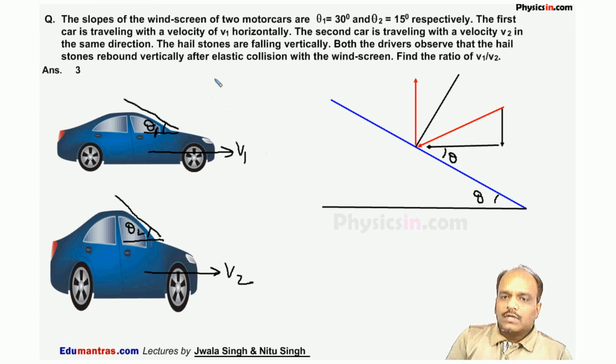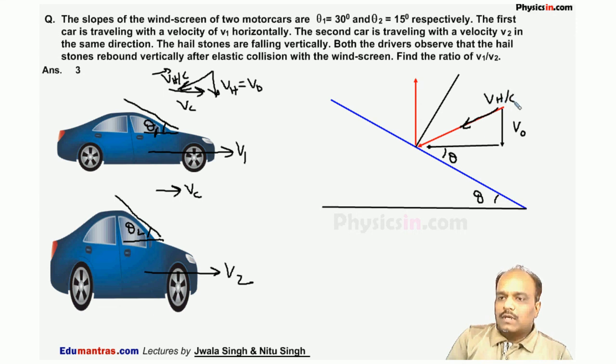Now the hailstones are falling vertically. Let the velocity of the hailstone be v0. So the hailstone is falling like this, it is v0. Since the car is moving, let vc be the velocity of these two cars. Now this is the velocity of car vc. So for these two cars, the hailstone appears to be moving like this. This is the velocity of the hailstone with respect to the car.